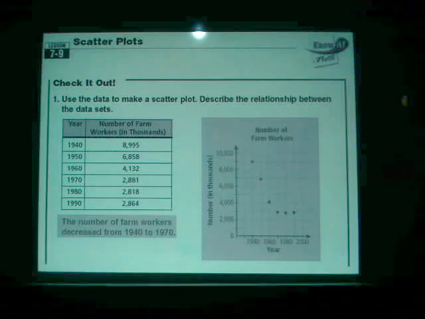And that's your scatter plot. Remember, you do not connect the dots here. That would then make this a line graph, and that's not what we're doing, even though this compares time.